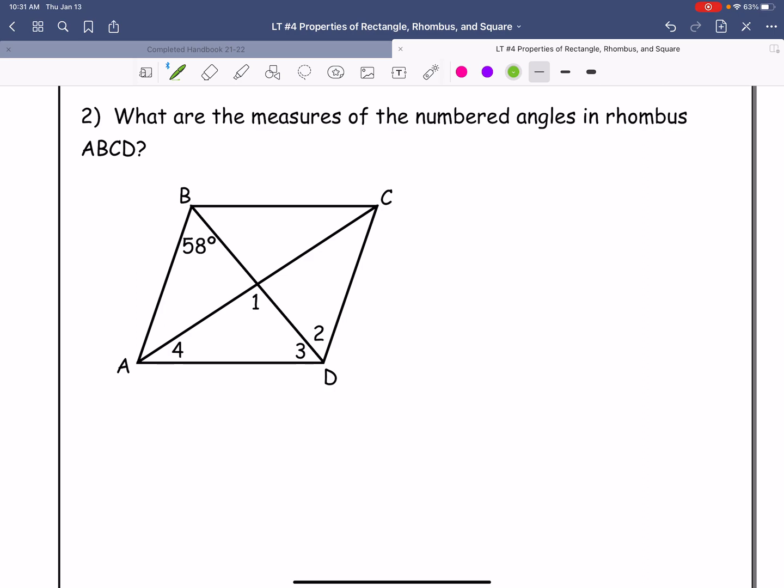What are the measures of the numbered angles in this rhombus? So we're given it's a rhombus. We got to get the measure of angle 1, 2, 3, and 4. Pause the movie, try this on your own, and then press play when you are finished.